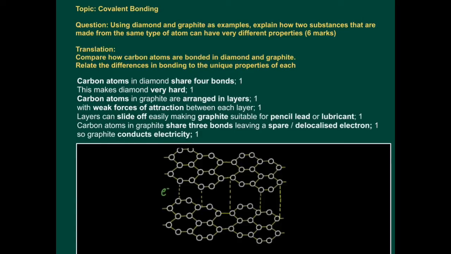So look, I've got a description of the structure followed by the property it has. Description of the structure followed by the property. You may not necessarily have to write all these points to get the 6 marks, but I would write them all to basically ensure you get 6 marks.